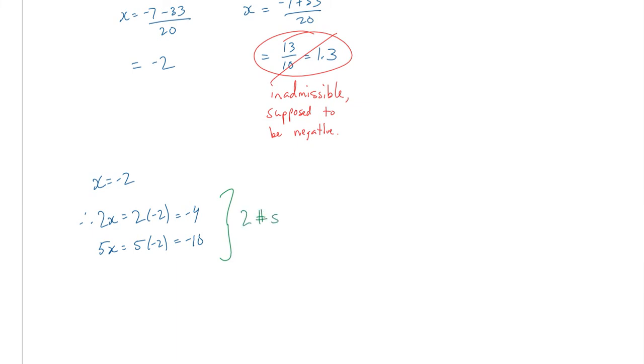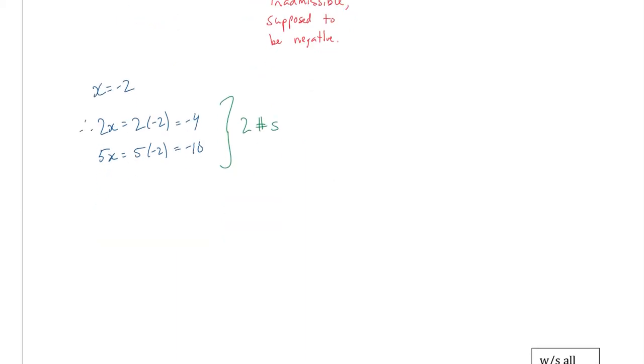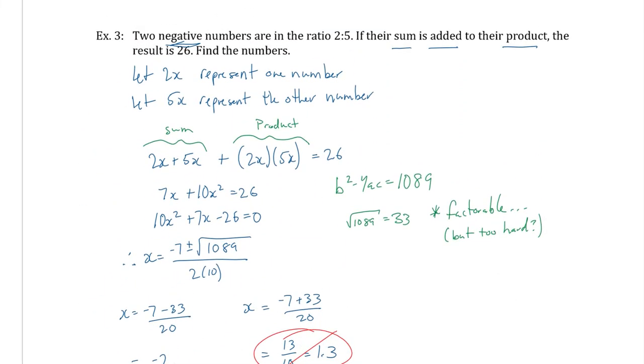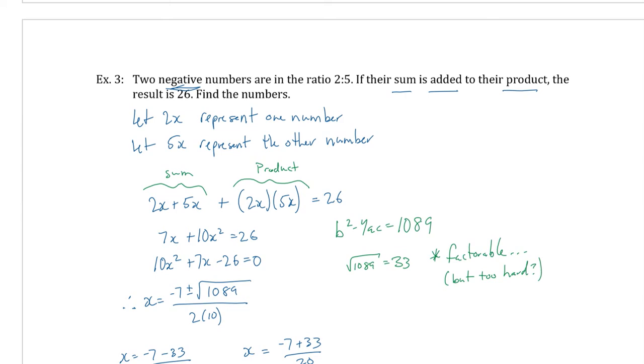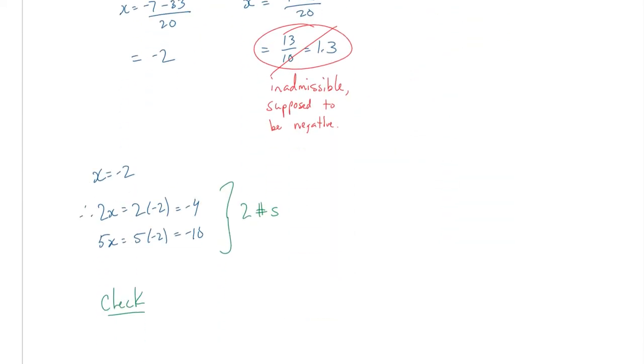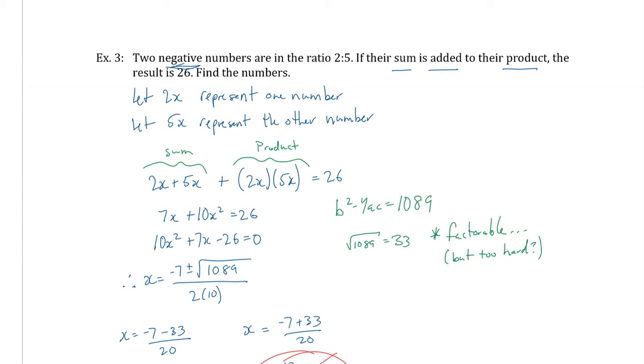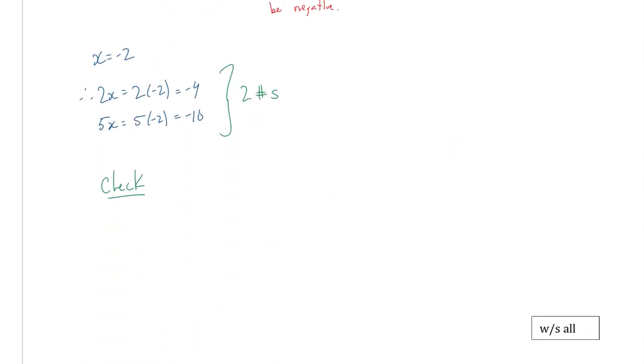Before I move on though, I'm going to try to check this and just make some sense of it. You don't have to do this. It's not a bad idea, always, especially if you have time. Okay. And remember it says there are two negative numbers. Well, I got two negative numbers, negative 4 and negative 10. And it says their sum is added to their product. So what's the sum of the two numbers? Negative 4 plus negative 10, plus their product, negative 4 times negative 10.